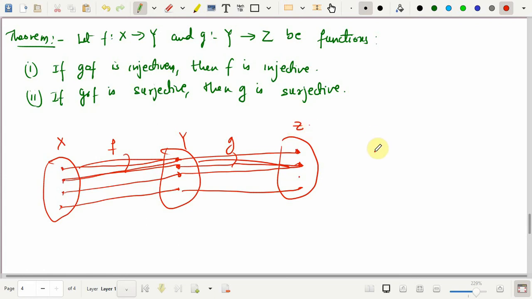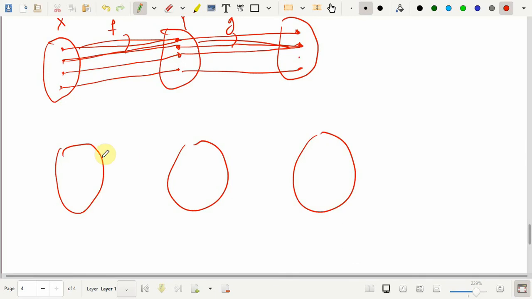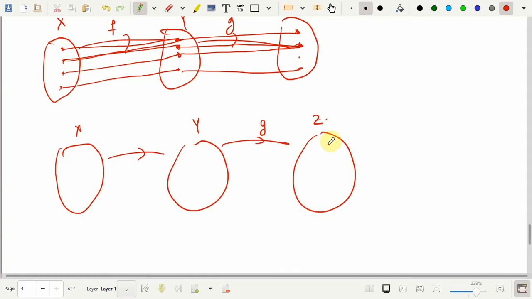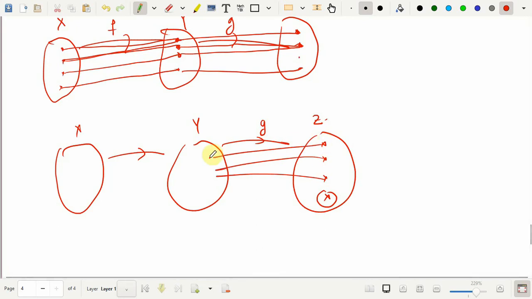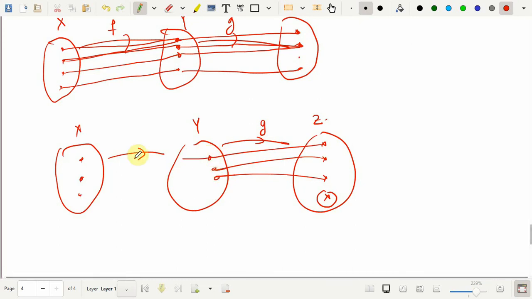In a similar way, one can think of this. If G is not surjective, then definitely G composite F is not going to be surjective. Just look at this example. We have X, Y, Z, okay, F and G. If G is not surjective, that means one of the points does not have a pre-image. So this has a pre-image, this has a pre-image, this has a pre-image.